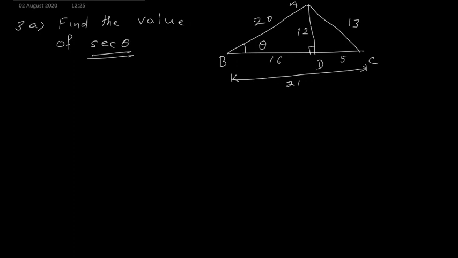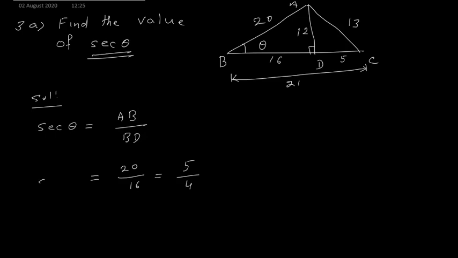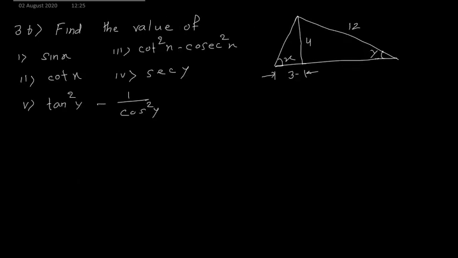Now what is sec theta? In your answer, sec theta is equal to hypotenuse, that is AB, upon adjacent, that is BD. So this sec theta is AB, the value of AB is 20, the value of BD is 16. So 4 fives are 20 and 4 fours are 16. So the value of sec theta is 5 upon 4. Okay, simple. Okay, third B.